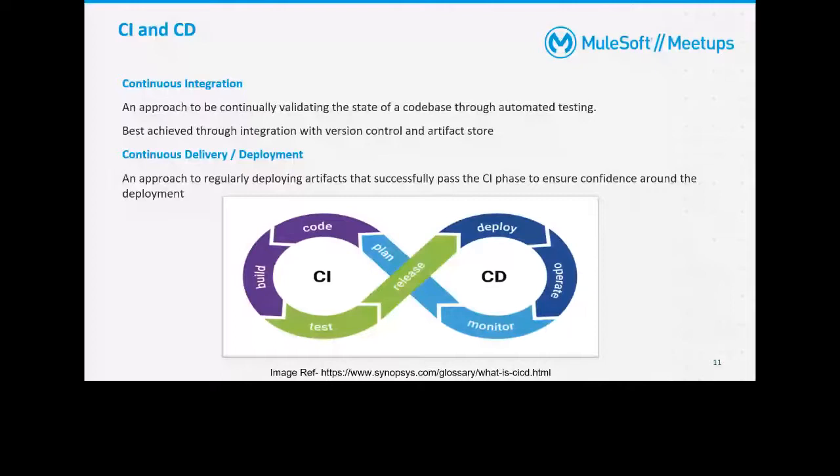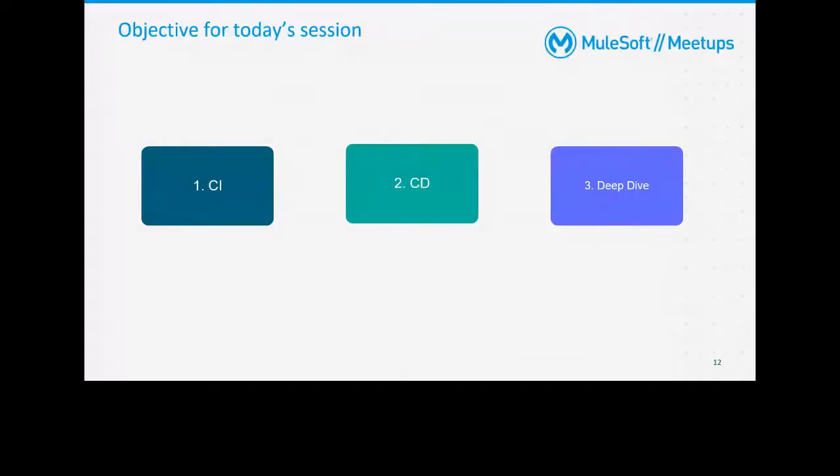Now, this is a very layman term. In terms of a production-ready CD plan, or a continuous delivery plan you are thinking of, so many things will come into the picture as well, like promoting dev, QA, prod. But considering the scope of today's meetup, we will slowly go into that part as well, but we will cover just the dev part in today's session. So three topics for today: CI, CD, and deep dive.